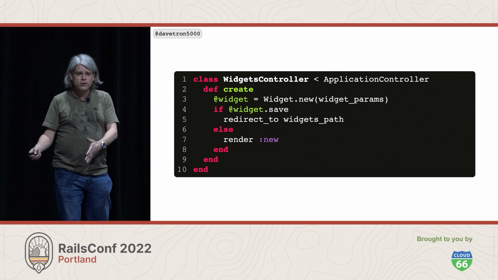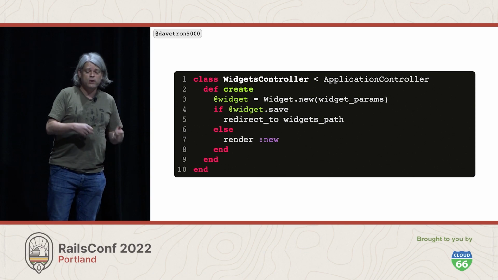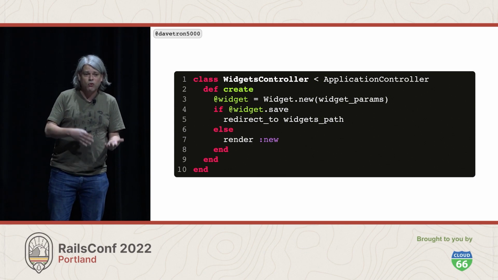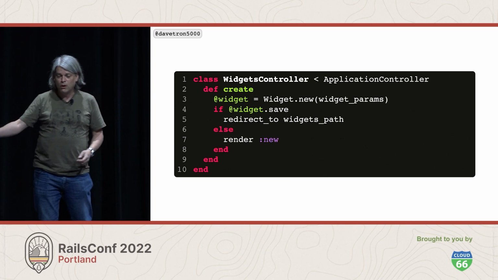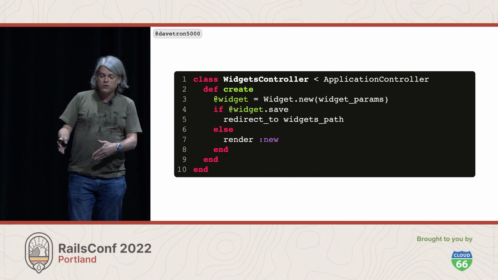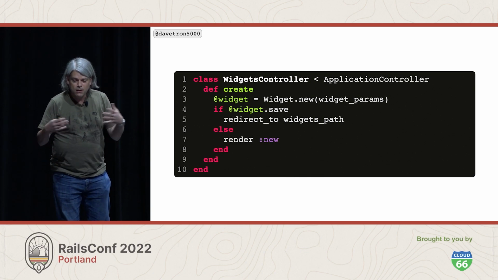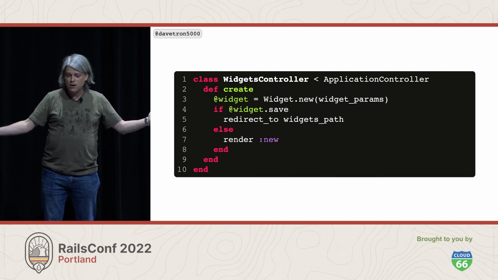You can't be a Rails developer for too long without knowing this, right? So we're posting some parameters to our /widgets endpoint. We make a new widget, we call save. Save will check validations. If they pass, it will write that data to the database and return true. We go to the widgets path, cool. Validations fail, it won't write to the database, returns false, we re-render new, and there are some errors on the widget that populate the template, and the user can fix whatever they did wrong.